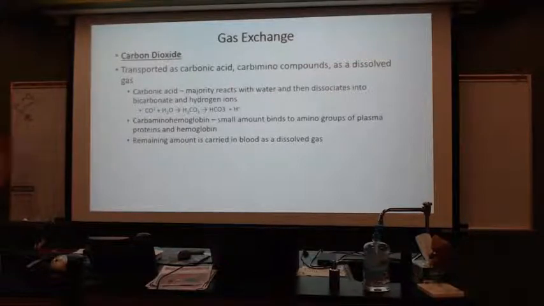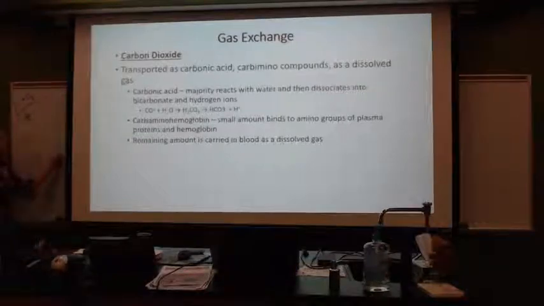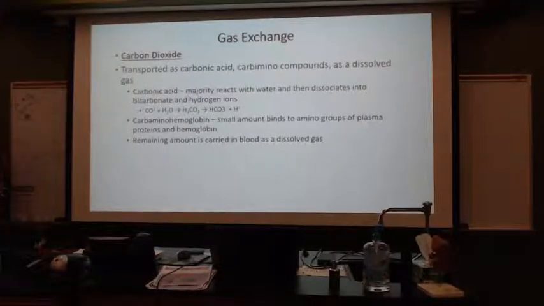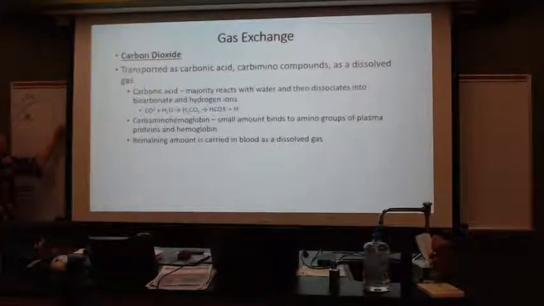But now here's the problem. When we are at a tissue level where cells are located, and cells, after doing their job, make this CO2, when that CO2 gets to the bloodstream, and because I have water in my bloodstream.